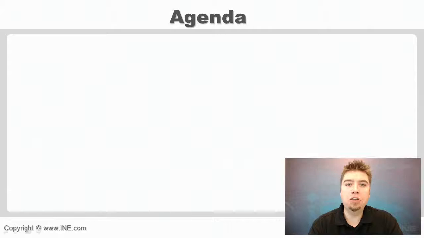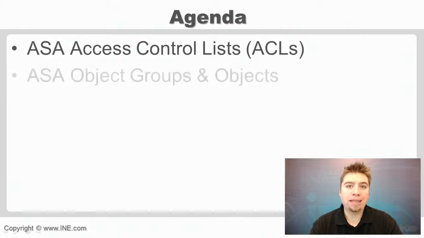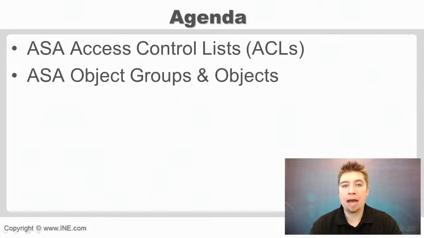In our next section, we're going to continue our discussion of the ASA and talk about how access control lists, or ACLs, work a little bit differently in ASA versus IOS. We're also going to talk about the object groupings and the objects in ASA and look at the differences between the older code and the newer code, some of the changes that happened with the access lists.